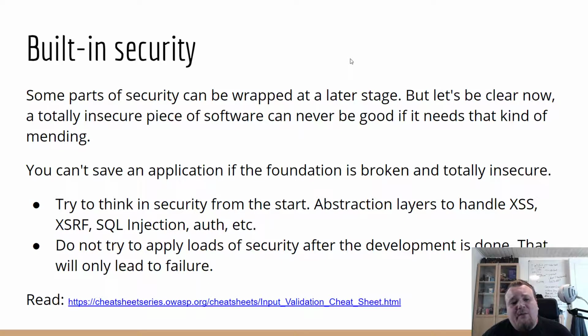So try to think about security from the start. If you're a programmer, you should definitely think about your abstraction layers, how to handle cross-site scripting, cross-site request forgery, SQL injection, authentication, and so on. Now I know this is the first slideshow of the OWASP series, so this is also why I'm talking about different kinds of vulnerabilities that I haven't even covered yet. So whenever you're done with all 10 slideshows, I suggest you go back to this one and revisit some of the points, to understand and implement security from a broader perspective.